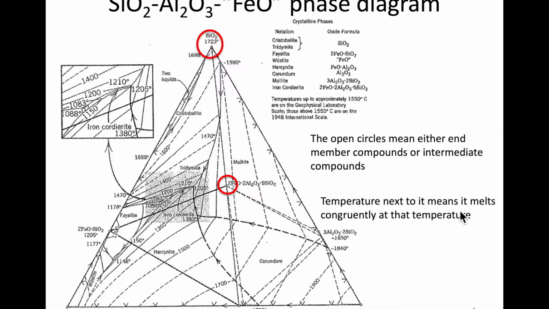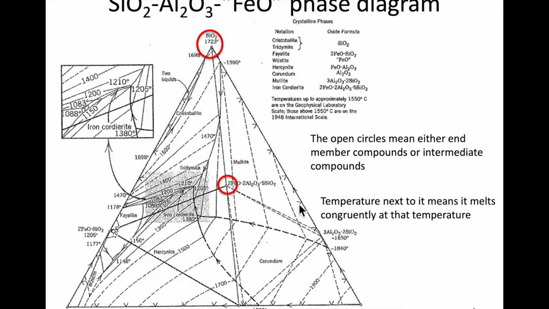There are also some intermediate compounds. For example, the one right here in the middle is also represented by an open circle, just like the end member compounds. This indicates it's also a compound, a new compound, but in this case an intermediate compound formed within this system. You'll notice a couple of them as you look at the various regions of this diagram.